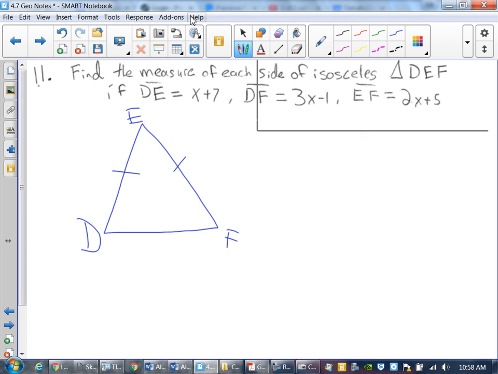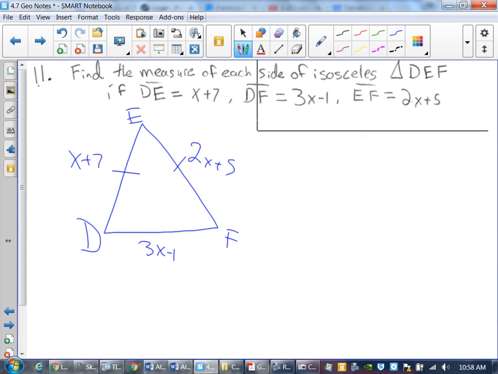Anyway, E has to be your vertex because it's the second letter, because it wasn't told to you any other way. So you use that. Fill in the blanks: x plus 7, 3x minus 1, and 2x plus 5. Which means if I need to figure out the measurement of each side, which two do I set equal to each other?